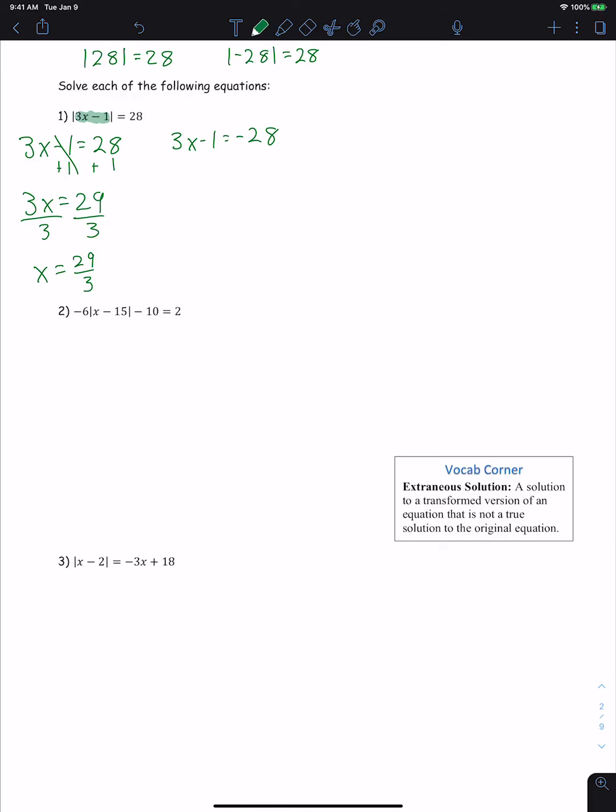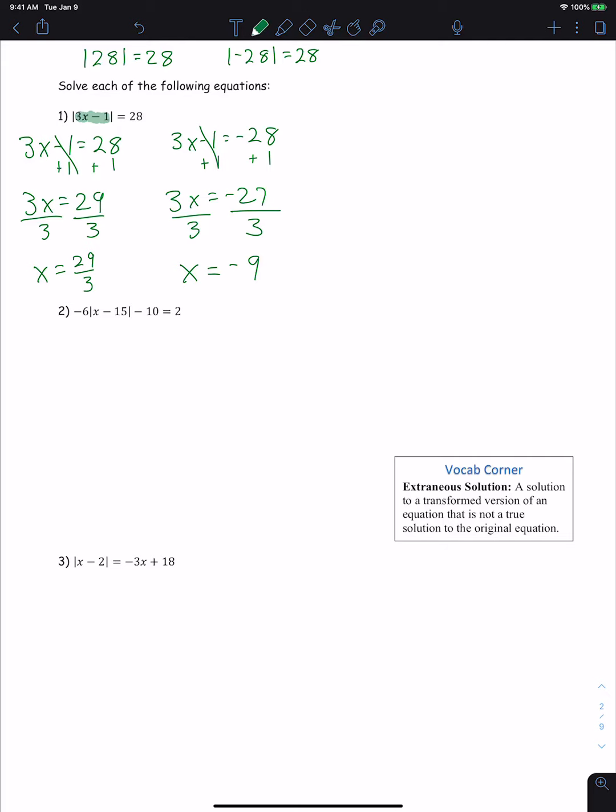And the second equation we wrote, 3x minus 1 equals negative 28. I'm going to add 1 on both sides here. You have 3x equals negative 27. Divide by 3 to get x by itself. And x is equal to negative 9.